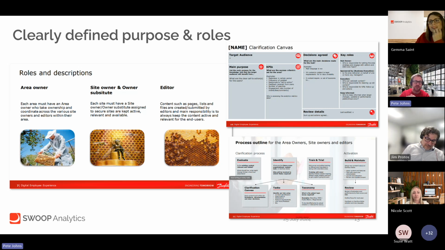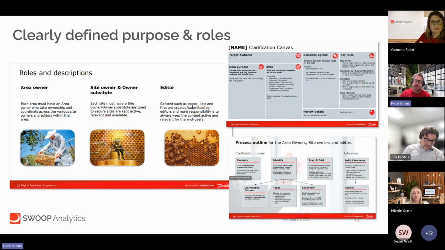Perfect, fantastic. So this one I want to highlight is the work that Danfoss did around clearly defining roles and purpose. They use this, I think it's fantastic, beekeeper analogy, or hive analogy, I guess. The way that they structure and communicate to the people that play a role in their decentralized content model, they talk about having an area owner. So this is kind of the beekeeper, the person who's overseeing the hives.